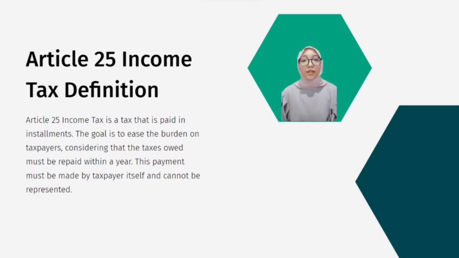So the Article 25 Income Tax definition is a tax that is paid in installments. The goal is to ease the burden of taxpayers, considering that the taxes owed must be prepaid within a year, and this payment must be made by the taxpayer itself and cannot be represented.